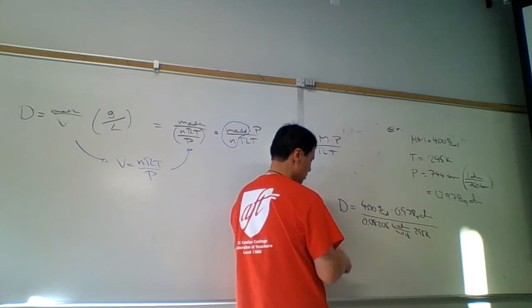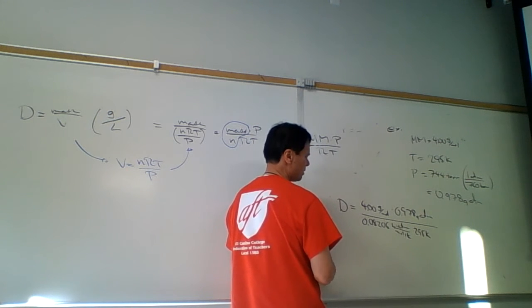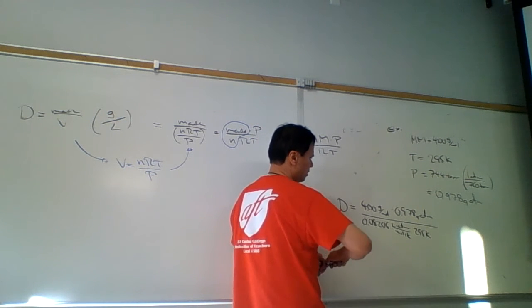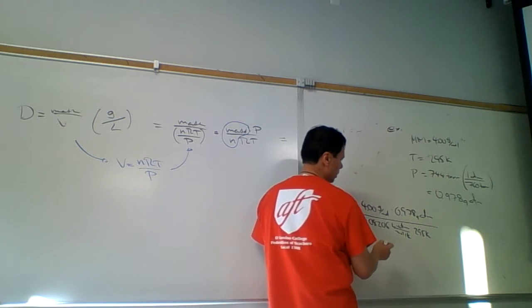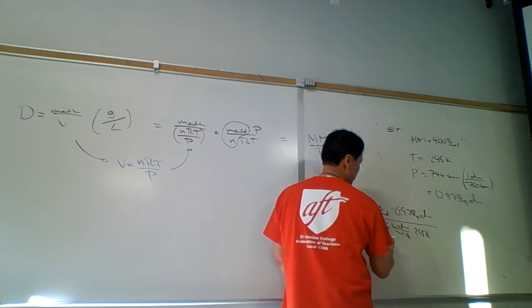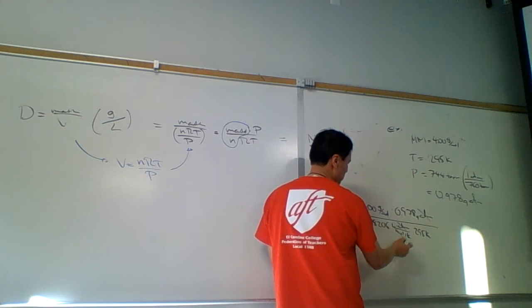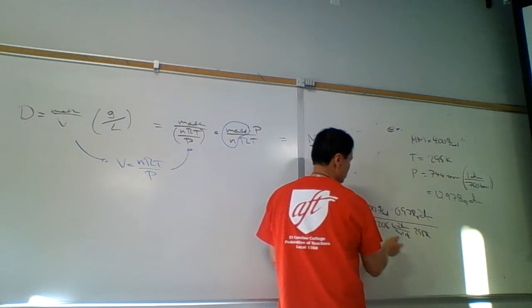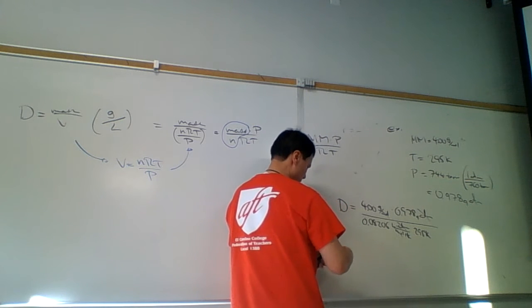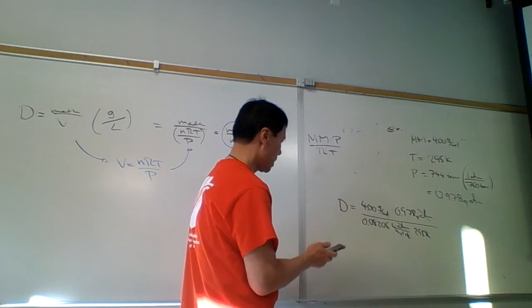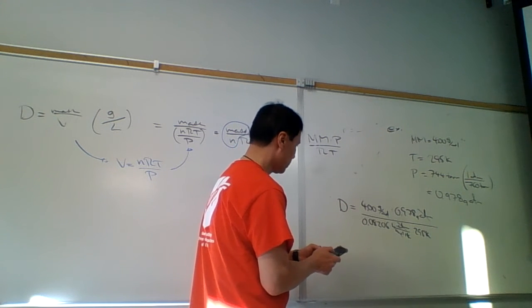So let's make sure the units work out. If the units don't work out, then I must have gotten the formula wrong. And so let's see what cancels here. Atmospheres cancel, moles cancel, Kelvin cancels. So this gives me grams per liter. So the units are correct. That was 4 divided by.